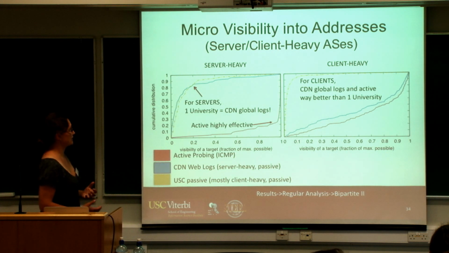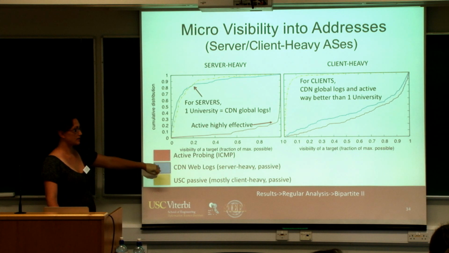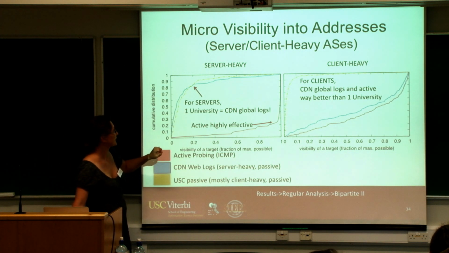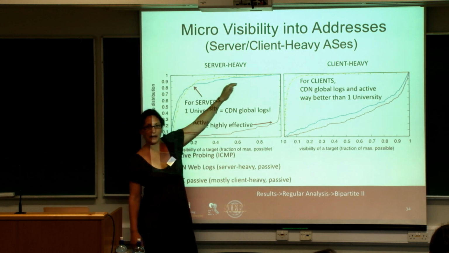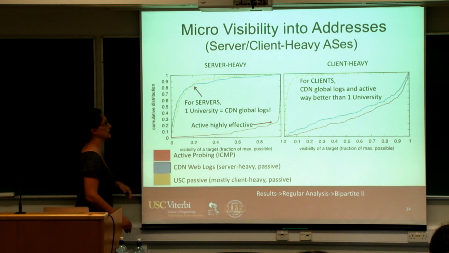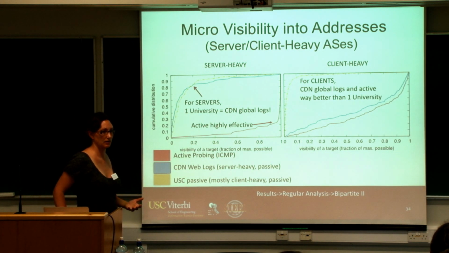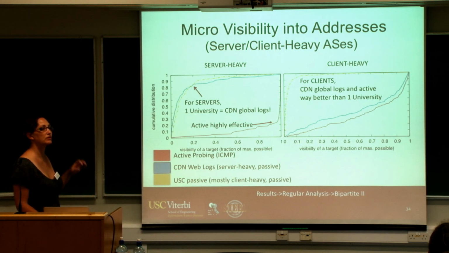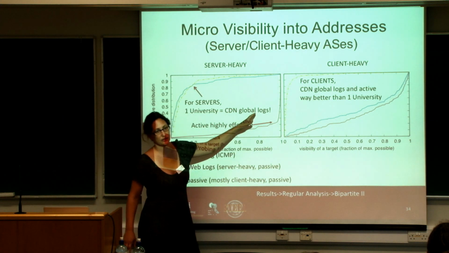So looking at these addresses, we can look at active probing is red, CDN logs, that's the blue, and passive from one of our universities is yellow. So you'll notice here that the CDN and the university are about the same in terms of visibility into these server-heavy networks. And that's again because of this bipartite nature. The CDN is hosting content. It's not going to see well when it's looking for server IPs. Active is highly effective, of course, at finding servers.